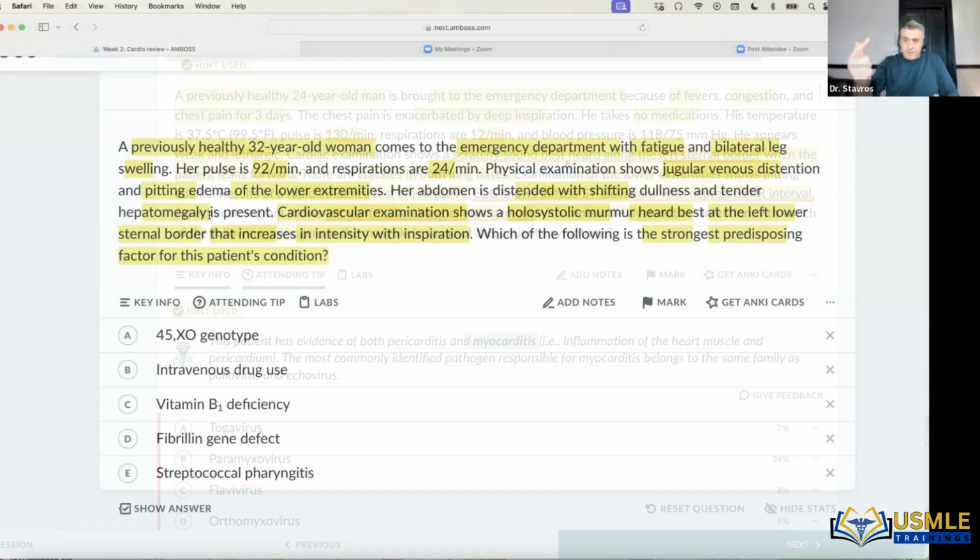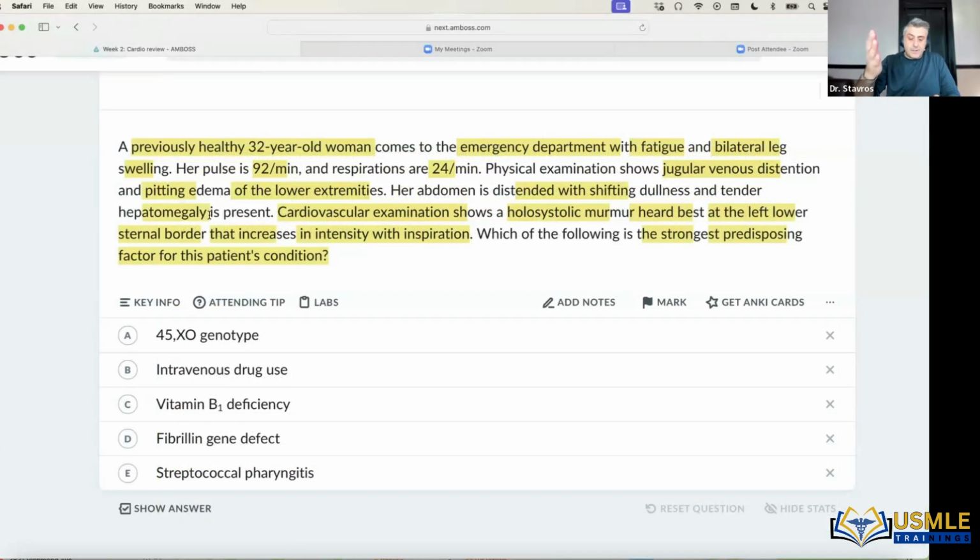So peripheral edema, hepatomegaly, ascites. Yes, right heart failure. Okay, fine. We also have a murmur here, guys. We also have a murmur. Holosystolic murmur, heard best at the left lower sternal border, that increases in intensity with inspiration. What do you think that is?